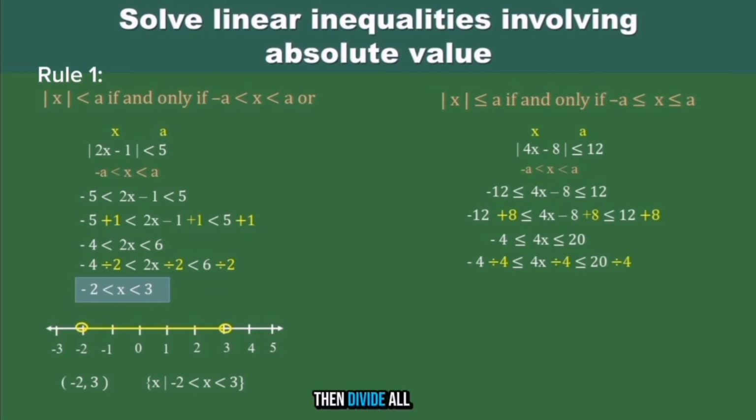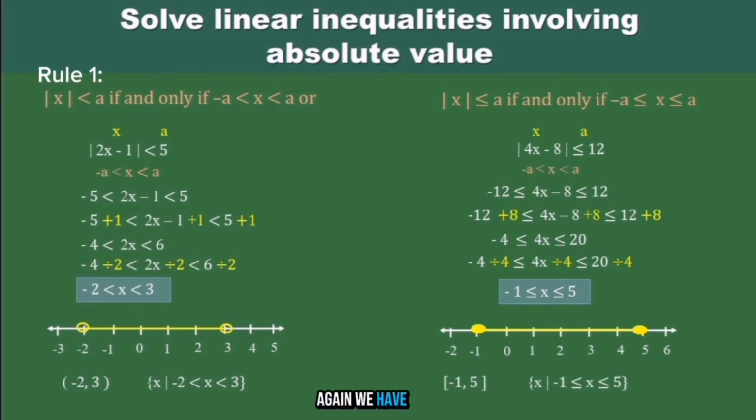Then divide all parts by 4. We have here negative 4 divided by 4 is less than or equal to 4x divided by 4 is less than or equal to 20 divided by 4. Therefore, we have negative 1 is less than or equal to x is less than or equal to 5. Meaning to say, any x value greater than or equal to negative 1 and less than or equal to 5 works. Again, we have different forms to represent our answer.